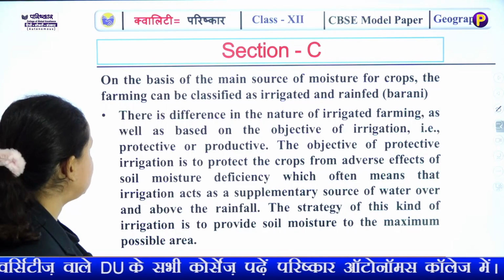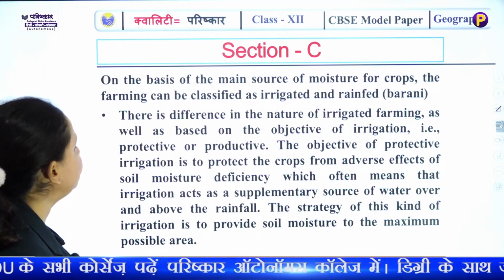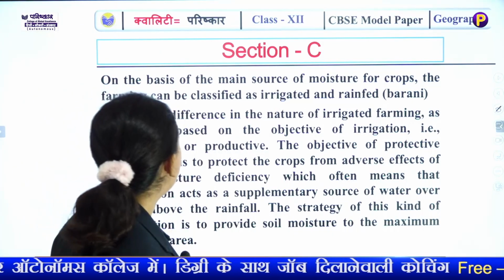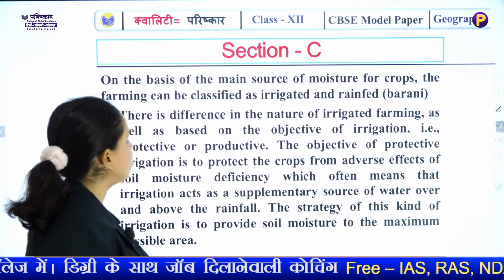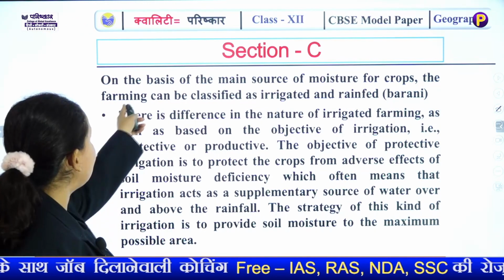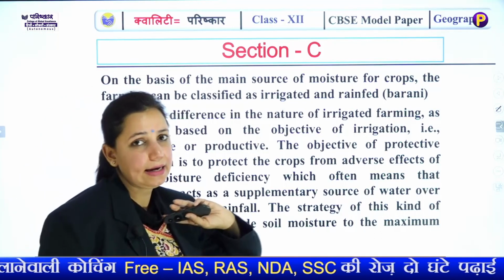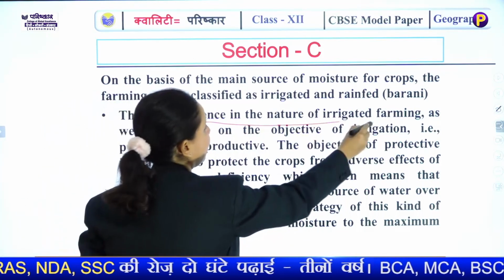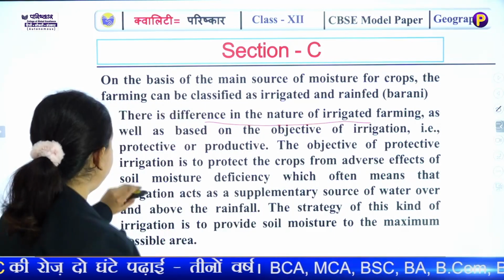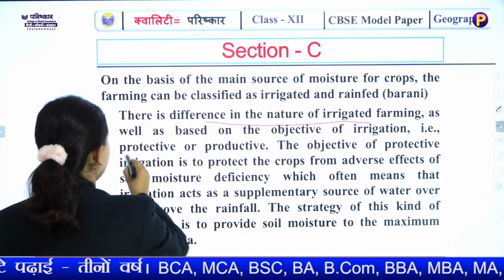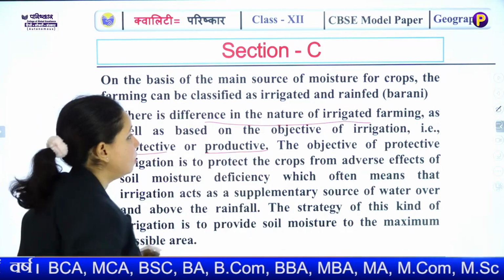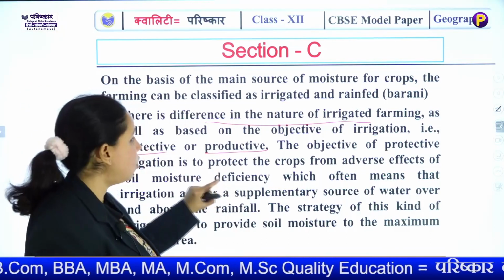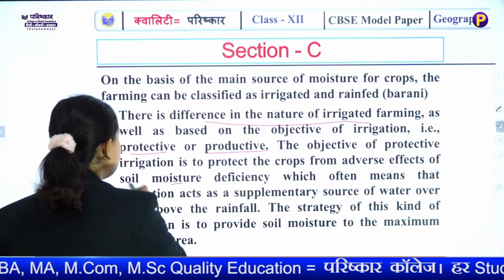Now the second question talks about the classification of farming based on moisture. So here is the answer. On the basis of the main sources of moisture, farming can be classified as irrigated and rain-fed, or Barani. There is a difference in the nature of irrigated farming, as there are two types, protective and productive farming. What is protective irrigation? Protective irrigation farming is to protect the crop from the adverse effect of soil moisture deficiency.